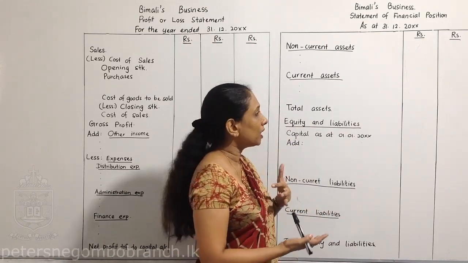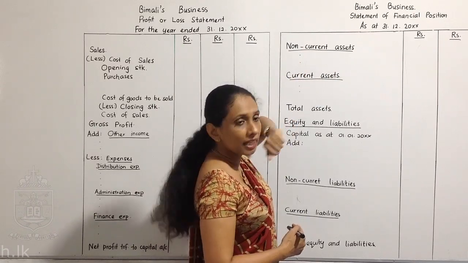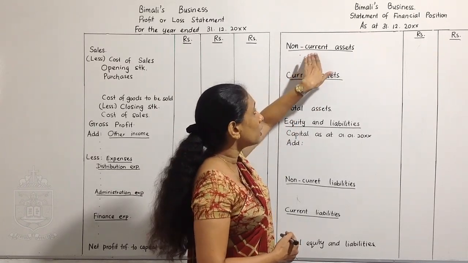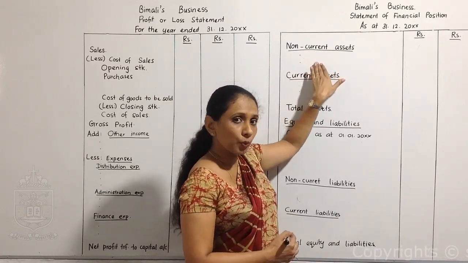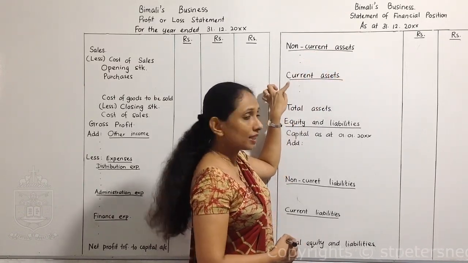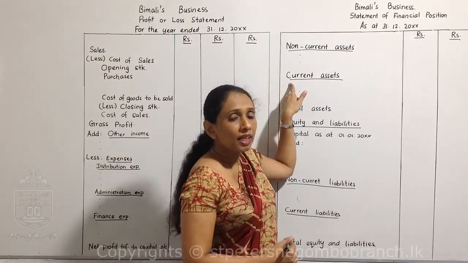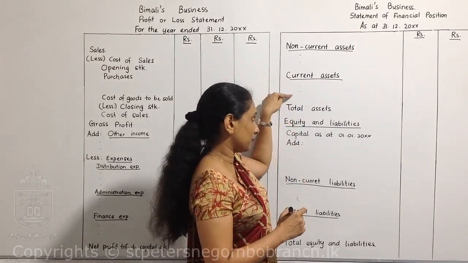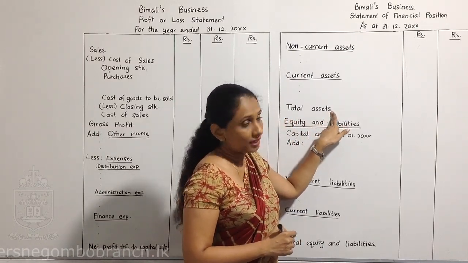So in the format, the first we should mention the non-current assets. So I have mentioned the topic non-current assets and left some space to put the line items. Then the current assets come in. So again I have mentioned the heading and left some space. The resulting total will be the total assets figure.